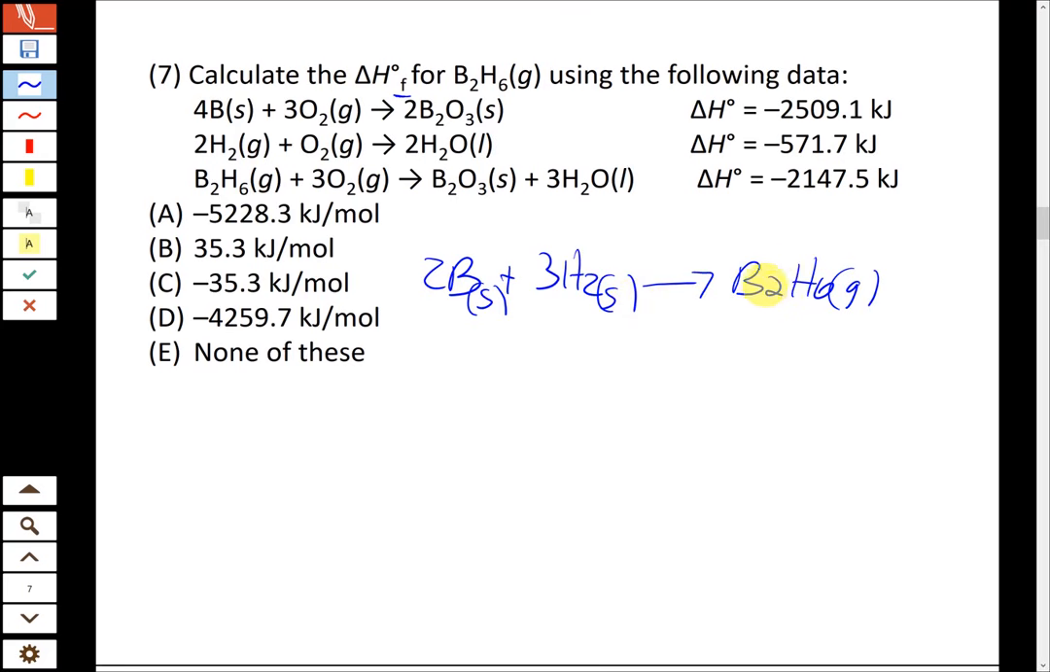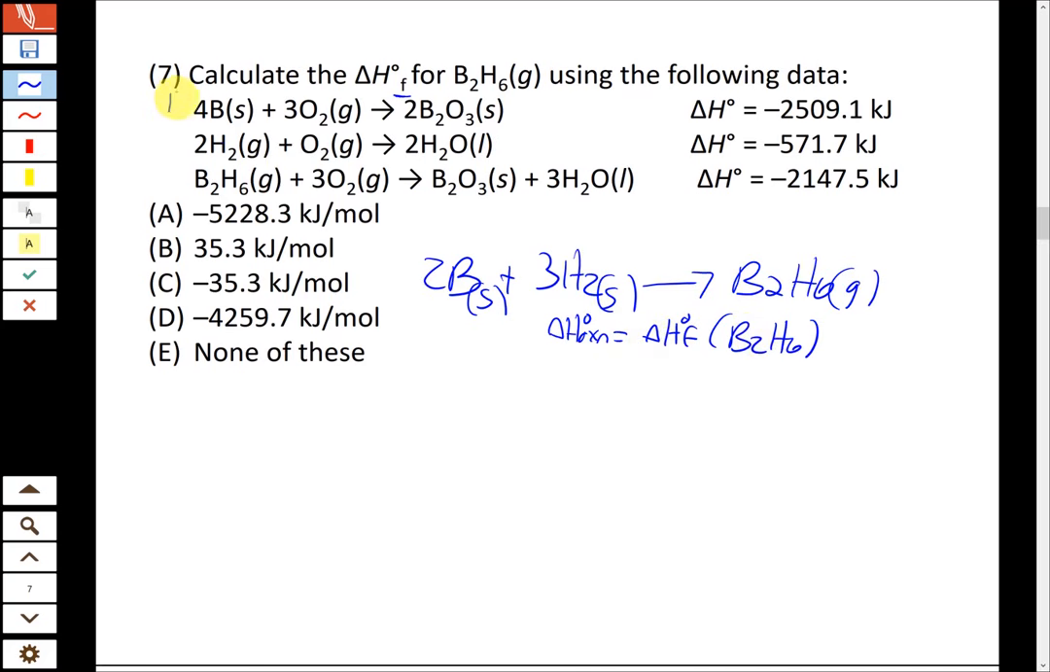And again, in a formation equation, you always want a coefficient of 1 on the product side. So you don't want any coefficients on the product side. So this would be the equation that corresponds to the delta H of formation. So the delta H for this reaction is equal to the delta H of formation of B2H6, because this is the chemical equation for the formation of B2H6 from its elements. So what we need to do then is figure out how to combine these 3 equations to get this overall equation here. And then once we combine those 3 equations, we can add the modified delta H values, and that will give us the delta H for this reaction.